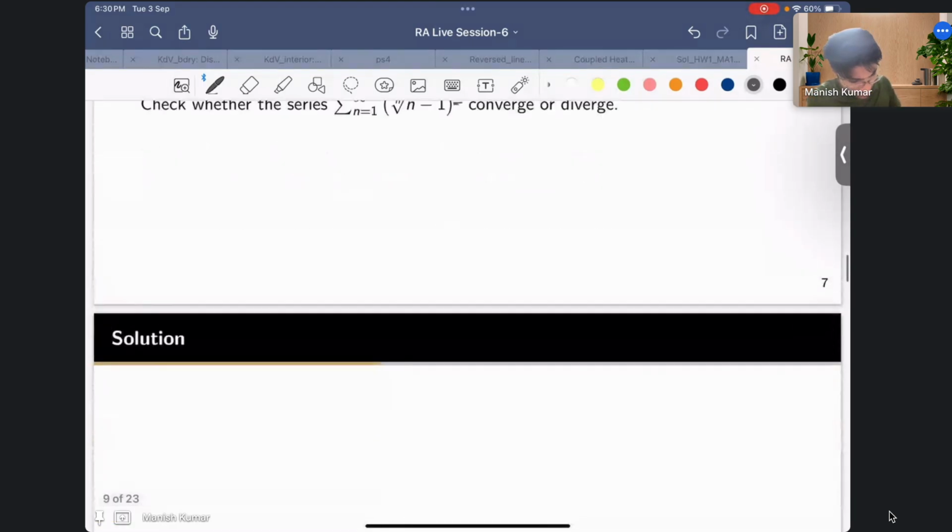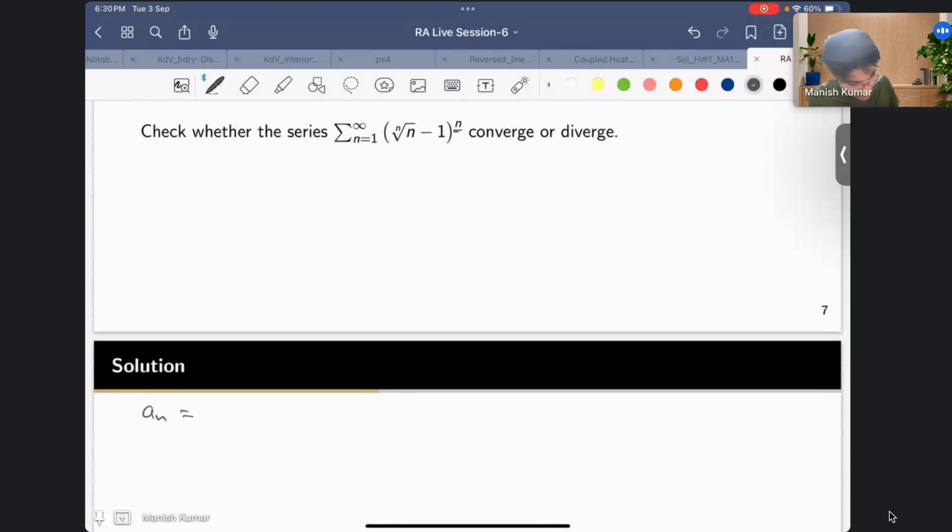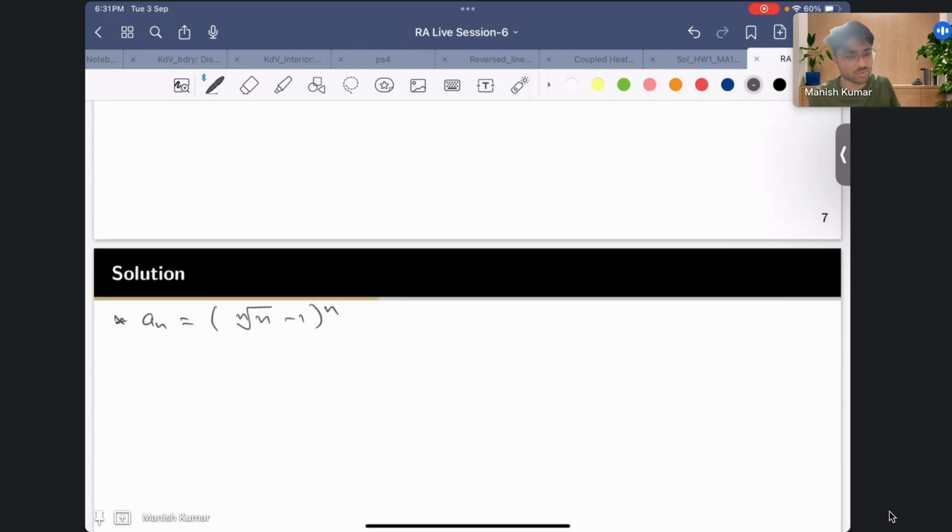Over here an is given as n^(1/n) minus 1, all raised to the power n. In the nth root test, you just take the 1/n-th power of an and then see what the limit is, or whether that limit exists or not. So you take n raised to the power 1/n, then you have n raised to the power 1/n, minus 1.